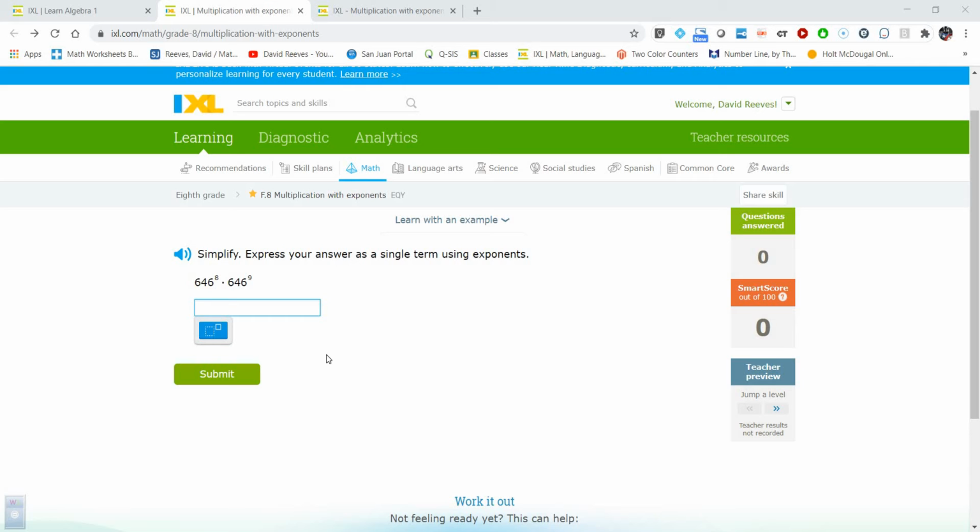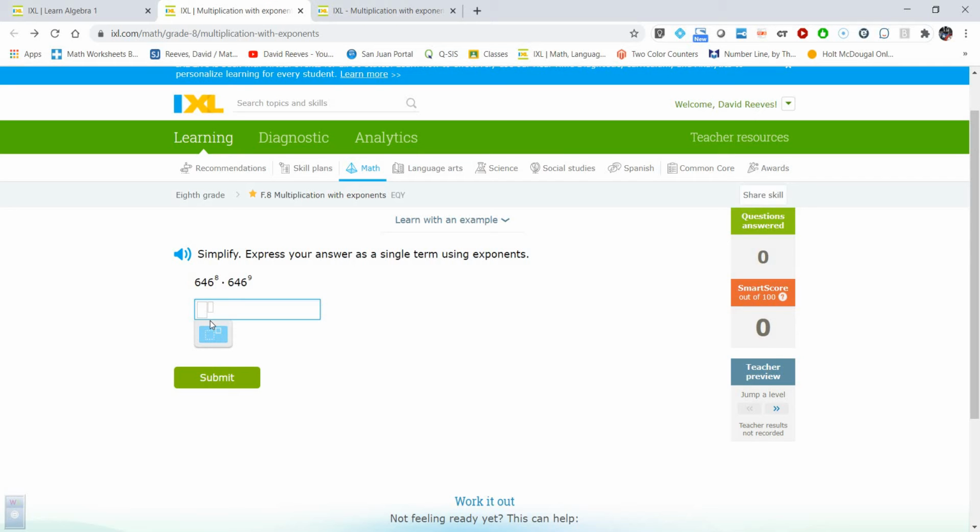If you take a look, I am on the 8th grade standard F8, multiplication with exponents. We've got 646 to the 8th times 646 to the 9th. Again, we talked about in the previous video, many times students want to multiply the bases and multiply the exponents. But what we saw, and hopefully you remember, is the bases stay the same, and the exponents get added.